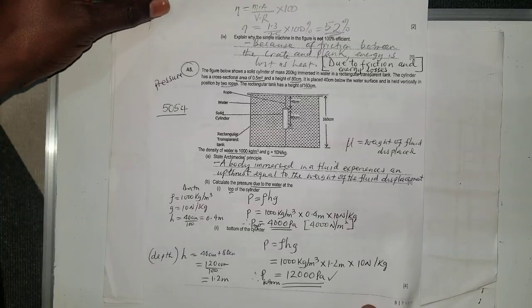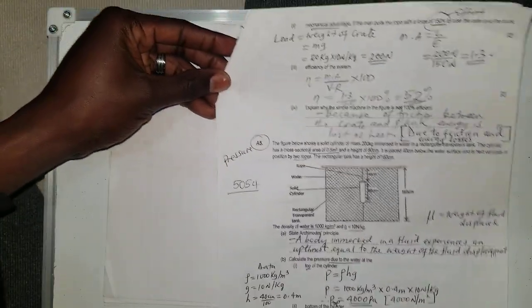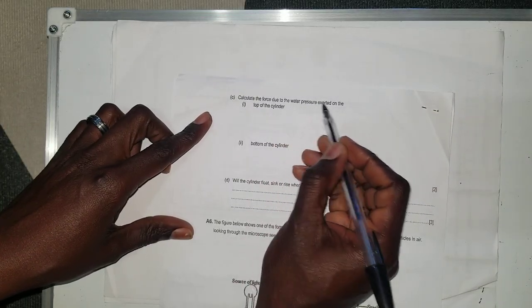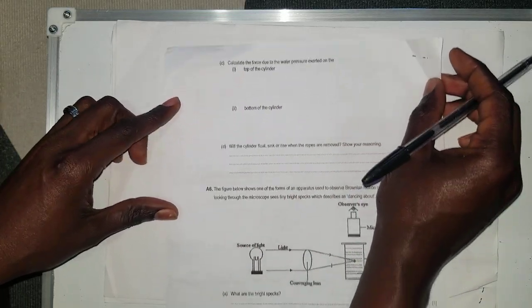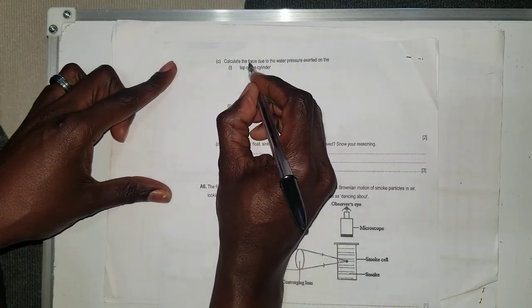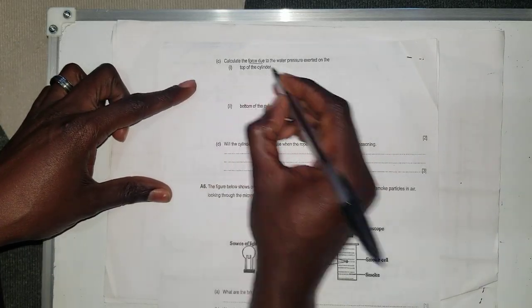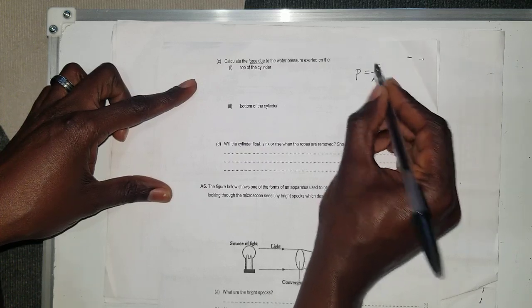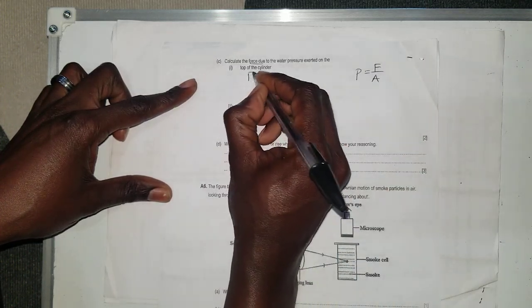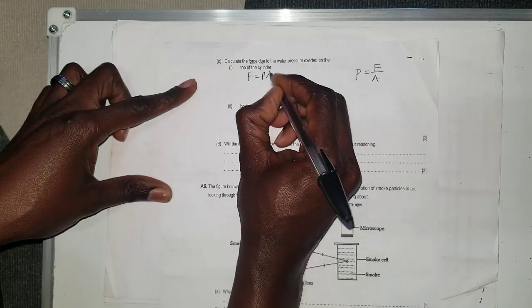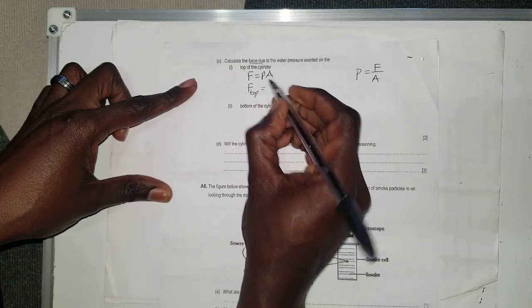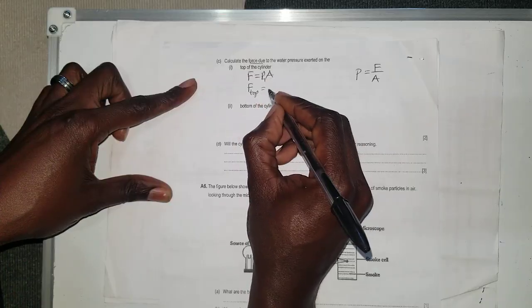Now notice the other questions that they gave you in line with that one. It says calculate the force due to the water pressure exerted on the top of the cylinder. So how do we calculate the force due to the water? According to the formula, pressure is equal to force divided by area. If we make F the subject of the formula, force is equal to the pressure times the area. So the force at the top will be equal to the pressure at the top, which we got.